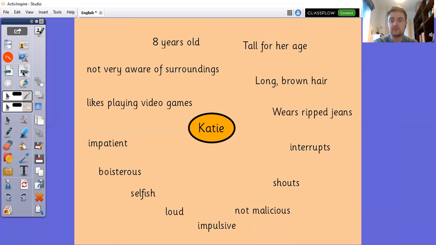She interrupts people, she shouts. It's not that she's malicious, she doesn't mean to be getting in the way of other people. She's just quite a large personality. She's quite impulsive. If she sees something she wants to do, she'll do it first before she thinks of the consequences. She's quite impatient. She's a bit selfish, but not in a mean way. It's just the way that she comes across. She likes playing video games. So all of those things start to build up a bit of a picture of Katie.